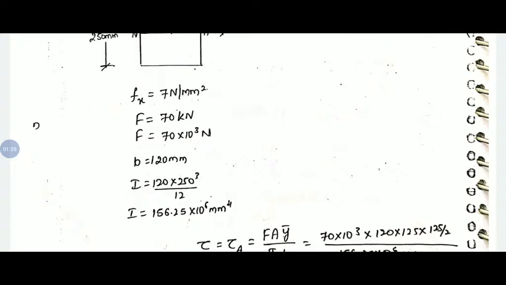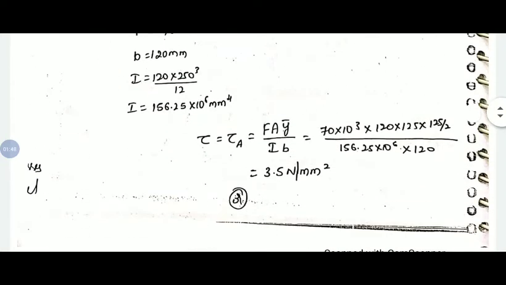Width of the section is 120 mm, and moment of inertia is BD cube by 12. It is 120 into 250 cube by 12. So we will get 156.25 into 10 power 6 mm power 4. So first we need to find out the shear stress of the section.